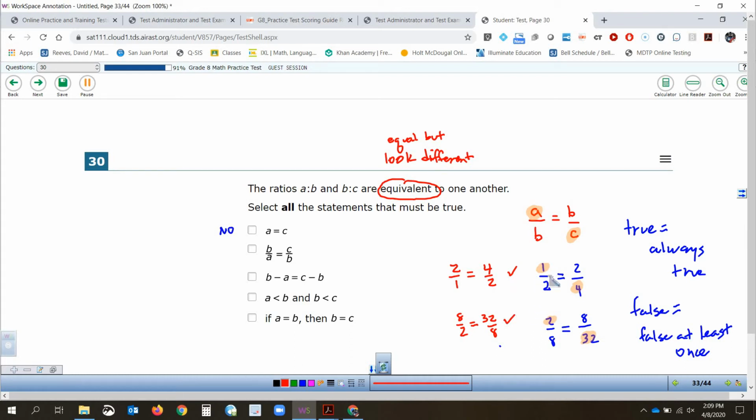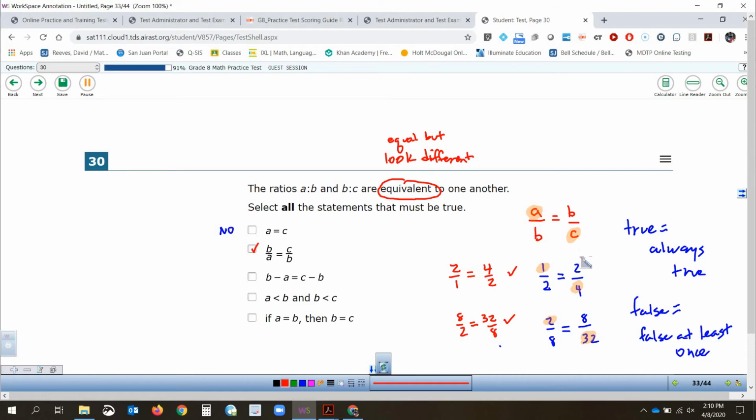That doesn't prove it always works, but I want you to think about it. If the top divided by the bottom equals the top divided by the bottom, doesn't it make sense that when you flip it over, the bottom divided by the top would equal the bottom divided by the top? If you think it through, I think you'll see that it does make sense. So this one is going to be yes. All right. B minus A equals C minus B.